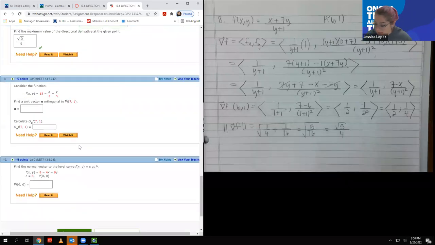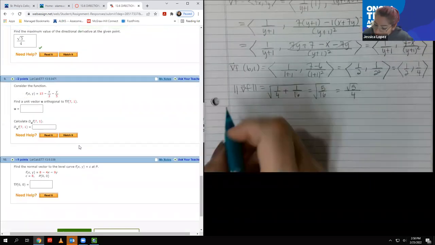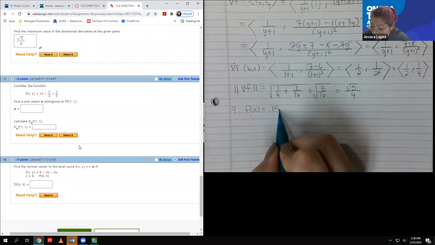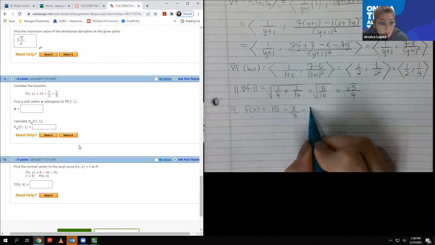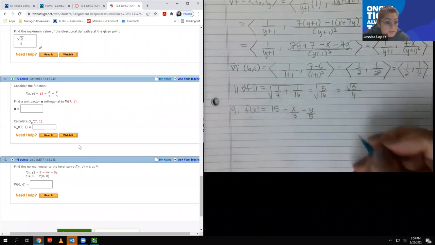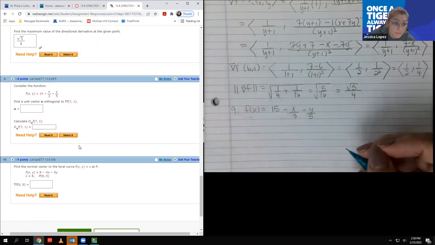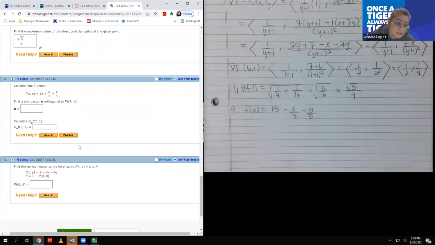Okay, moving on to our last two problems. Number 9 gives me the function, and it says, find a unit vector u that is orthogonal to the gradient at (7, 1). Okay, this is interesting. We haven't done one like this. We've been calculating the directional derivative, but we've always been given the vector. Here they're not giving us the vector. They're asking us information about that vector.